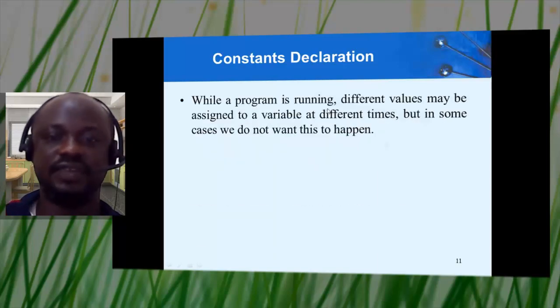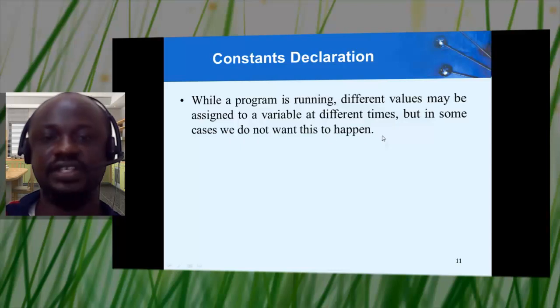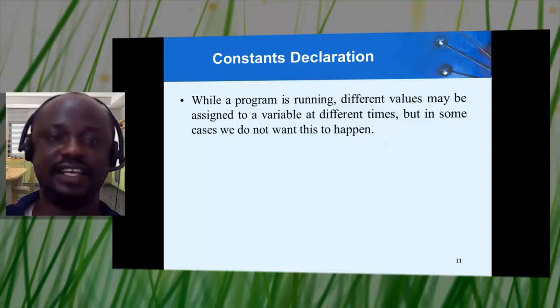While a program is running, different values may be assigned to a variable at different times. But in some cases, we do not want this to happen. So in a situation whereby you don't want the data item to change, then you might declare it as a constant.